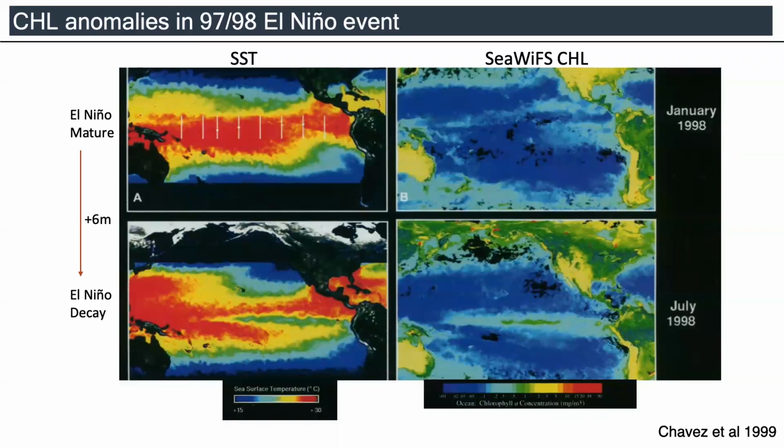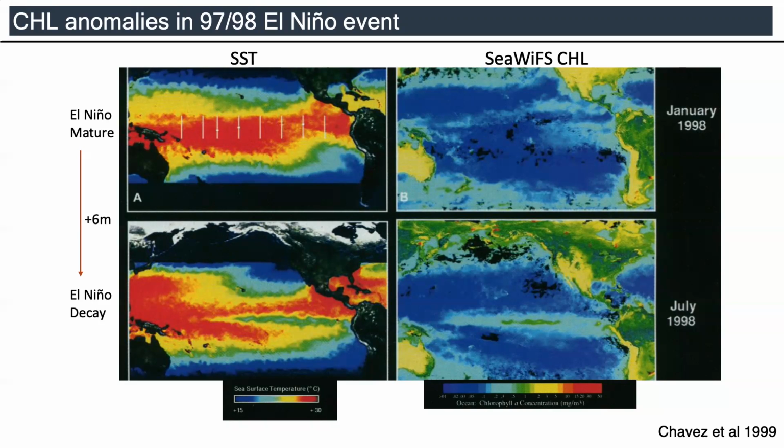Here is an example of ENSO-related chlorophyll patterns. Top panels show El Niño events in the mature state in boreal winter. When El Niño happens, suppressed ocean upwelling reduces surface ocean phytoplankton, estimated from satellite ocean color chlorophyll, because the nutrient supply from the deep ocean layer is gradually suppressed due to the deeper thermocline than normal state.